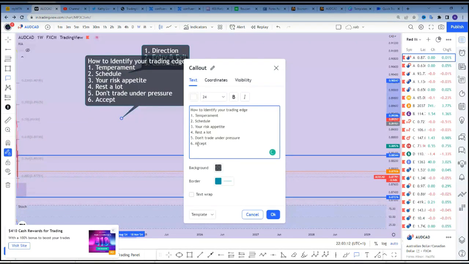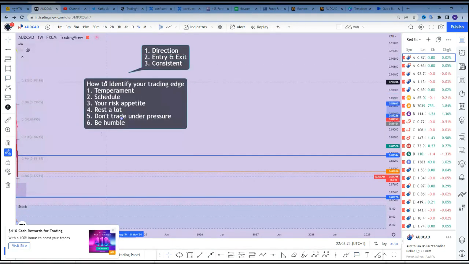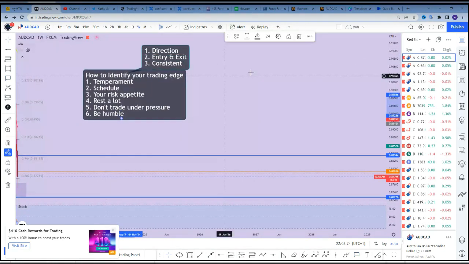Let me put it as humble. It's important that you are humble to admit that you don't know everything. Why did I say this? I'm sure there are people like that on the call tonight who already feel like this strategy that I have learned is the best in the world. It's the best in the whole wide world.